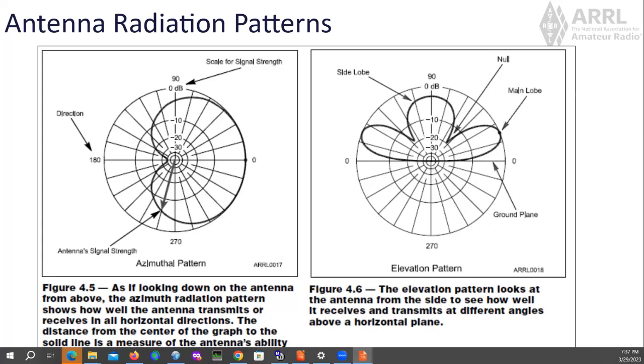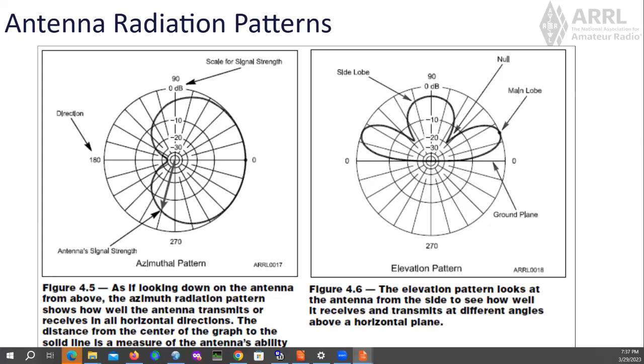And then on the right, that's again your elevation pattern, and primarily where you'd be interested in that is if you're trying to work skip, where you're refracting your signal off the atmosphere. The lower that elevation angle, the farther out you're going to impact the atmosphere, and therefore the longer the skip you're going to get.